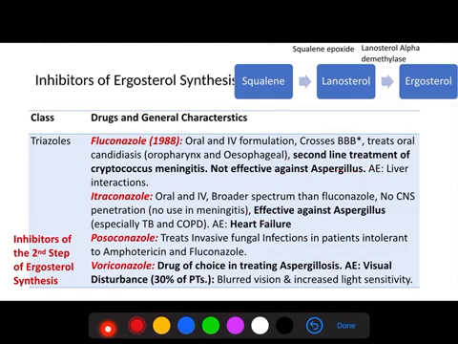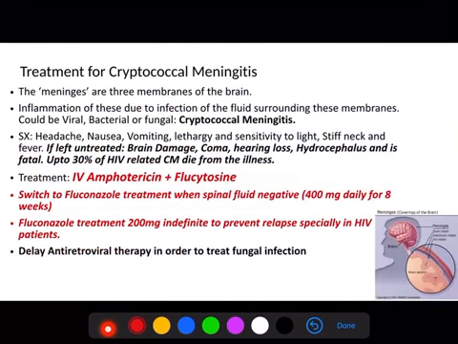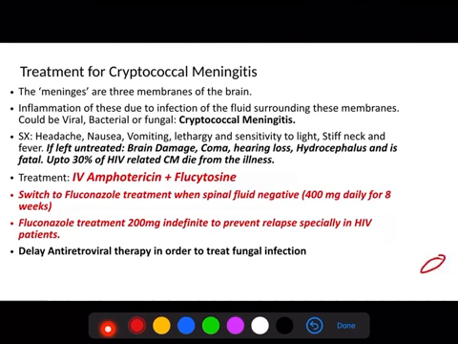So, we have covered most of the fungal drugs. This is the right time to talk about the treatment for cryptococcal meningitis. The meninges are 3 membranes of the brain. I can show you that. So there are 3 different membranes in the brain. Inflammation of these due to infection of fluid surrounding the membranes is called meningitis. This could be viral, bacterial, or fungal. The fungal one is called cryptococcal meningitis.